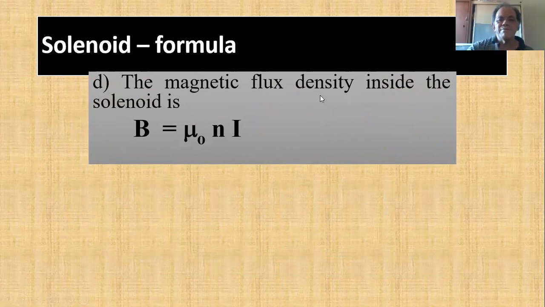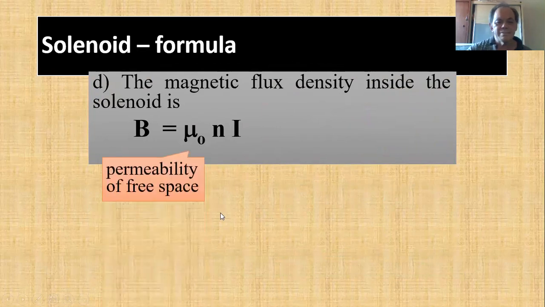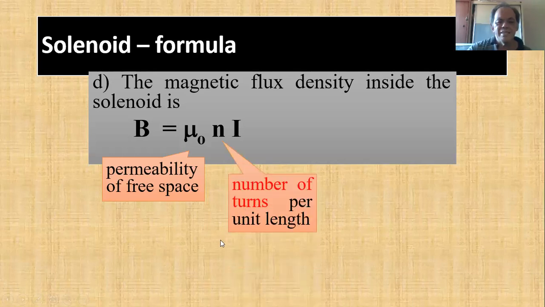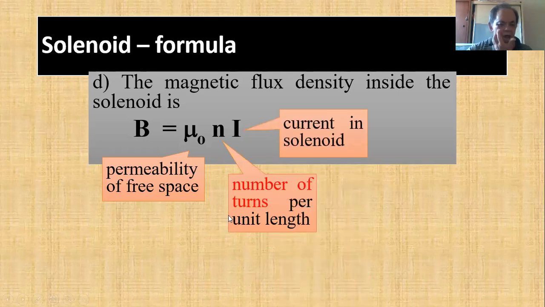Okay, so the magnetic flux density in the coil is B = mu naught n I, where mu naught is the permittivity of free space, n is the number of turns per unit length, and I is the current. Remember, n is the number of turns per unit length, that means the number of turns divided by the length of the solenoid. So you can see more turns, more field. More current, more field, because the current is what contributes to the field. Each turn contributes to the field.